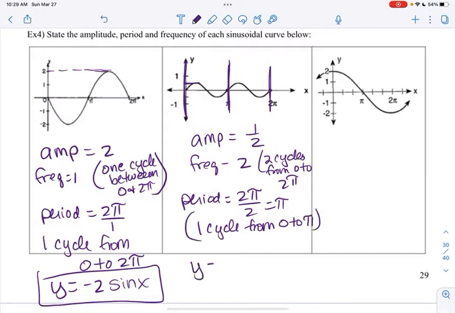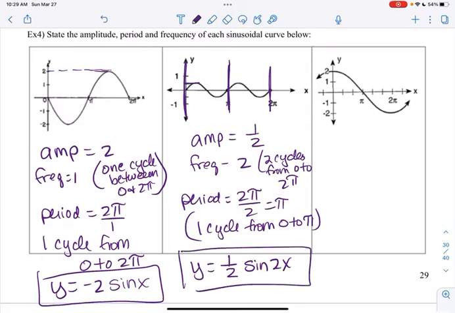So what would this look like? The amplitude is 1/2, that's my a value, and my b value is 2, so it's y equals 1/2 sine of 2x, because remember I had a frequency of 2.